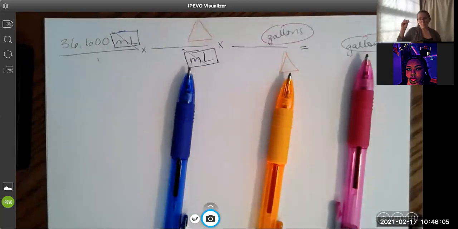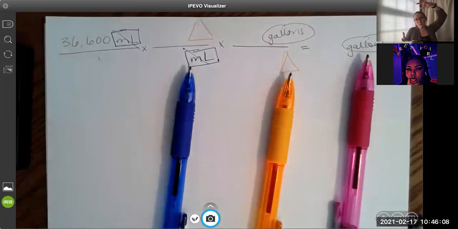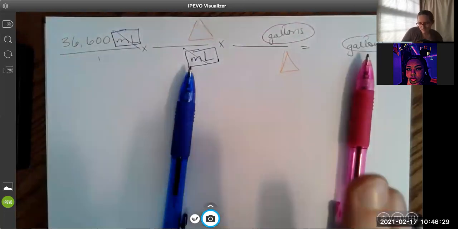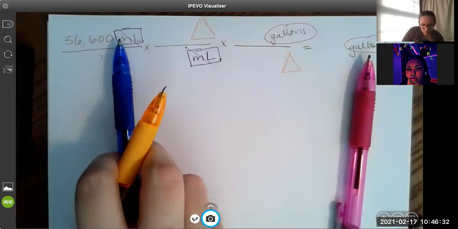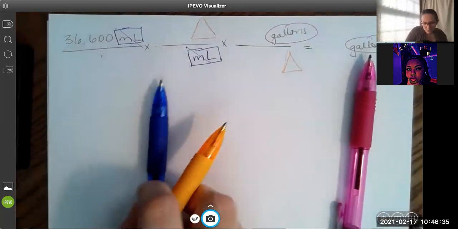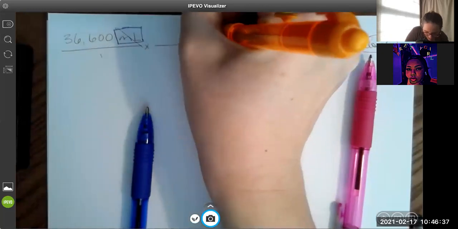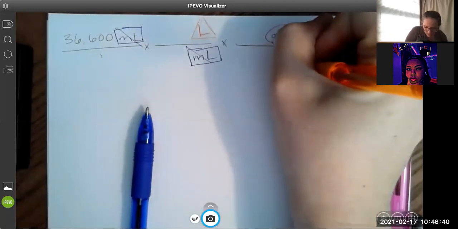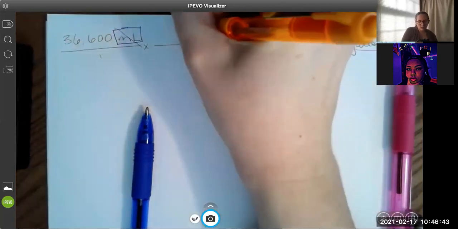Okay. Let's make sure it works. So our milliliters are really small. Our gallons are really big. Our liters are kind of in between sized. Yeah, exactly. So we'll start with milliliters, but then cancel them out. Convert to liters, which is kind of in between. Cancel those out, and then we'll get to gallons.